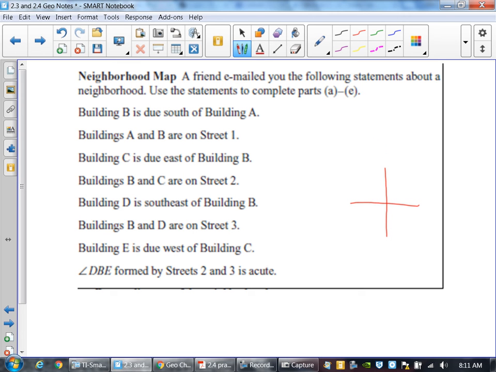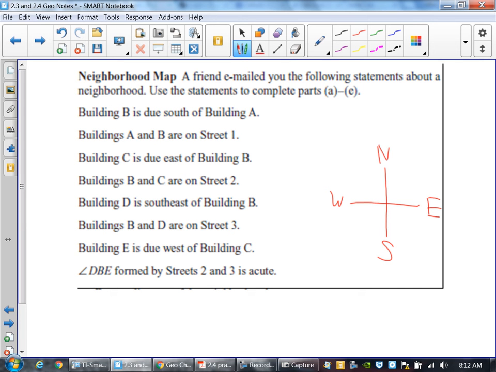East is to the right. South is the bottom, west is to the left. Never eat soggy waffles. Actually, I completely forgot that. Okay, never eat soggy waffles.